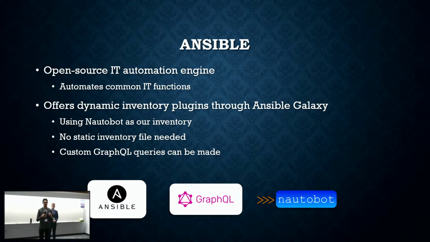So we were able to make something called a dynamic inventory, so that Nautobot can provide all the necessary information that Ansible needs to deploy configuration changes to our devices. So we remove that need to have a static inventory on the machines that run Ansible. So I'm going to hand off to Ben now to talk about our project goals.